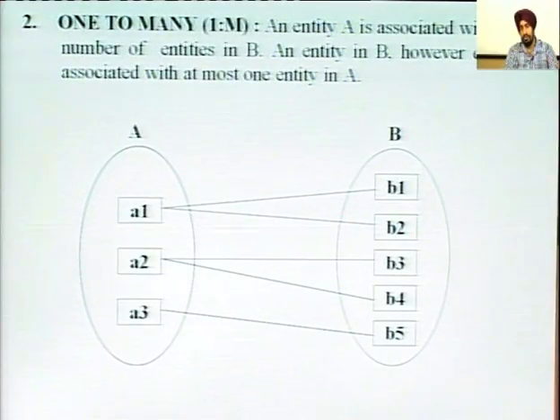Next is the example of one to many relationship. An entity in A is associated with any number of entities in B. An entity in B, however, can be associated with at most one entity in A. That means an entity in A is associated with any number of entities in B, but an entity in B is associated with at most one entity in A. This is one to many relationship.